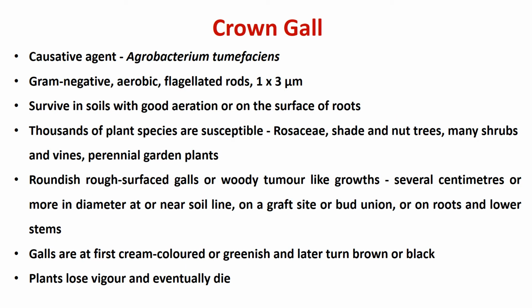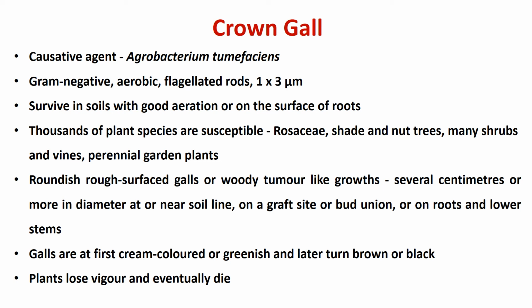The next bacterial disease is crown gall, which is caused by Agrobacterium tumefaciens. This is a gram-negative aerobic flagellated rod which survives in soils with good aeration. These bacteria are also present on the surface of roots. Thousands of plant species are susceptible to infection by Agrobacterium tumefaciens, including plants belonging to the family Rosaceae, shade and nut trees, many shrubs and vines including grapevines, and perennial garden plants. All these are susceptible to crown gall disease.